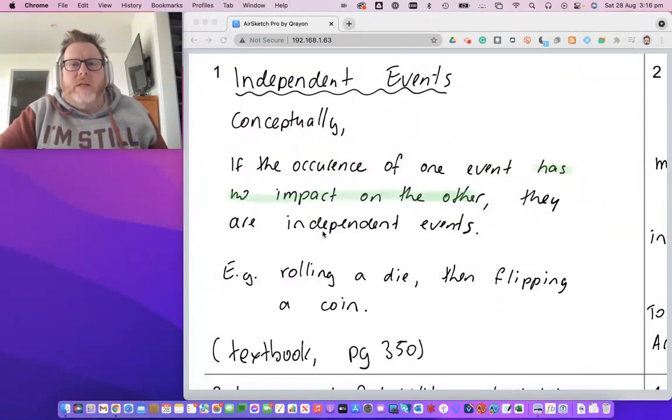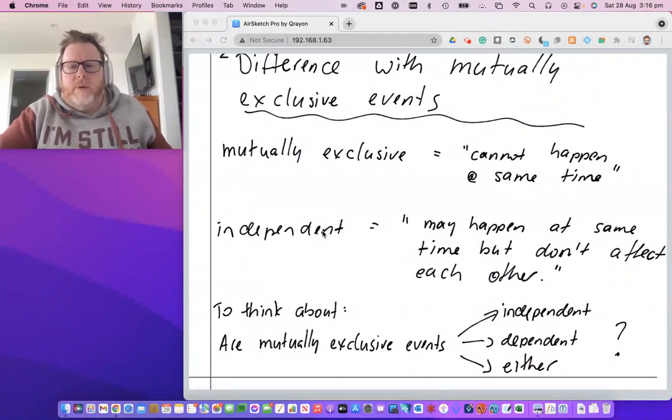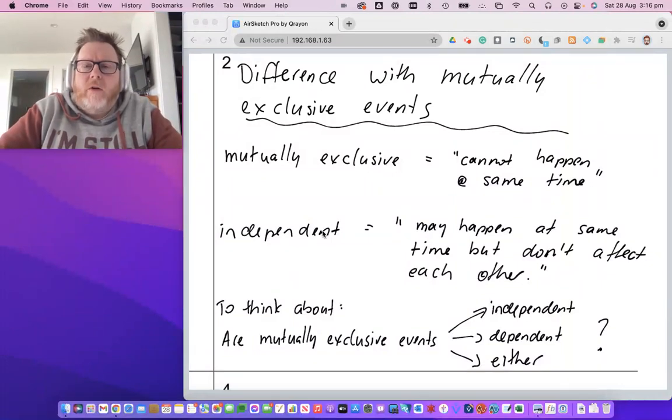Quite a few people confuse independent events with mutually exclusive events. So I've just got a little bit of information here. Mutually exclusive means they cannot happen at the same time. So rolling a 6 and rolling a 3: if you roll a single die, you can't get a 6 and a 3 on the die roll for a 6-sided die. So they're mutually exclusive events. They cannot happen at the same time.